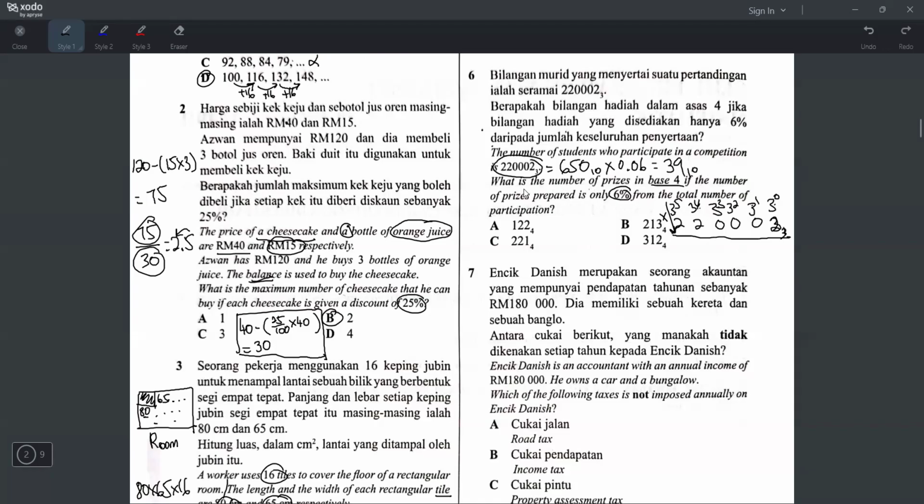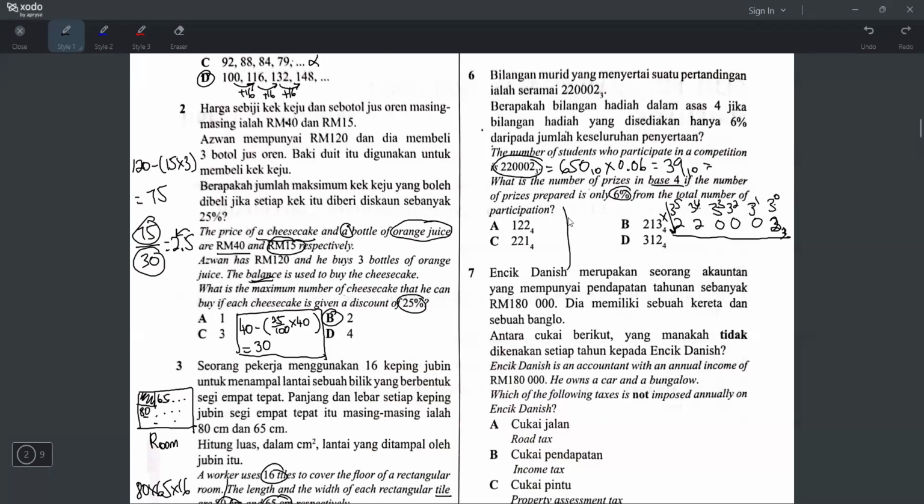Now they want us to find the number of prizes in base 4, right? So now I have to convert the 39 base 10 to base 4. How to convert a base 10 to a smaller base 4? You have to use the division method, because you are converting base 10 to a smaller base. So base 10 to a smaller base, you divide. If a smaller base to base 10, multiply.